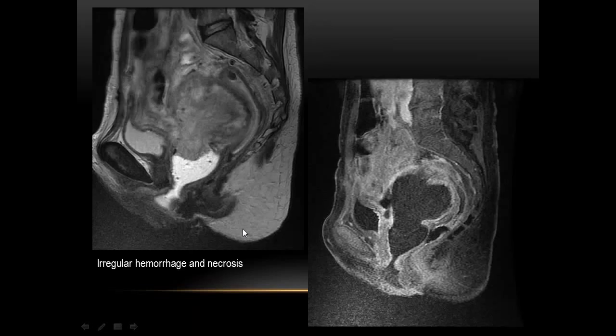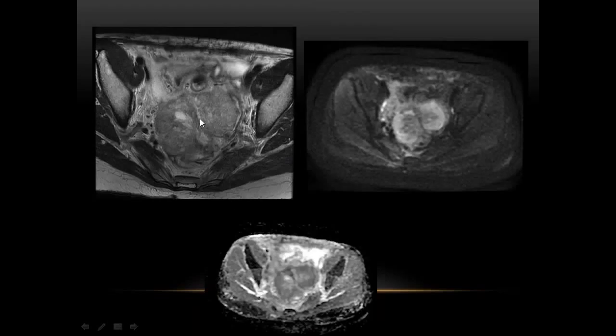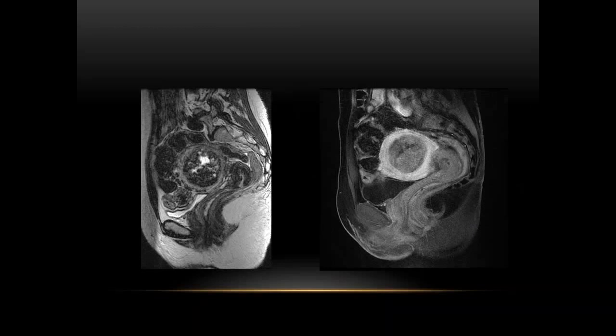This is another example. She has irregular hemorrhage and necrosis, and you can see on this post-contrast, all of this is component of necrosis. And again, this is a more superior portion of the previously shown leiomyosarcoma, how irregular it is, T2 mixed, and demonstrating restricted diffusion. Our ADC map here.